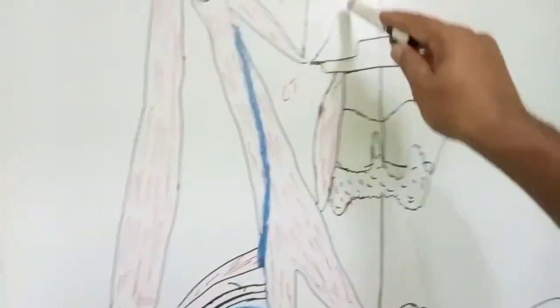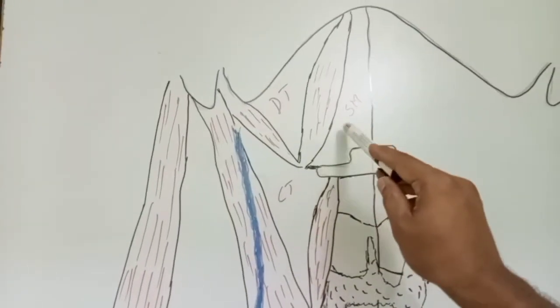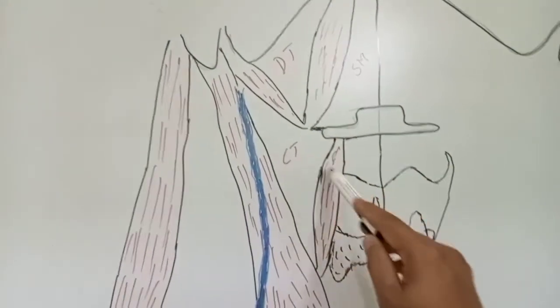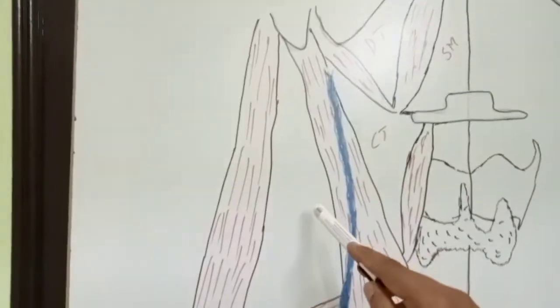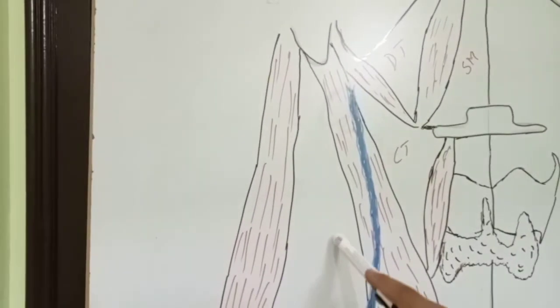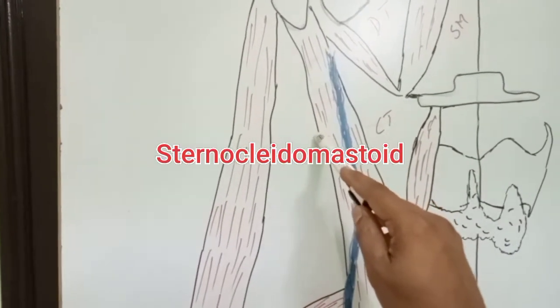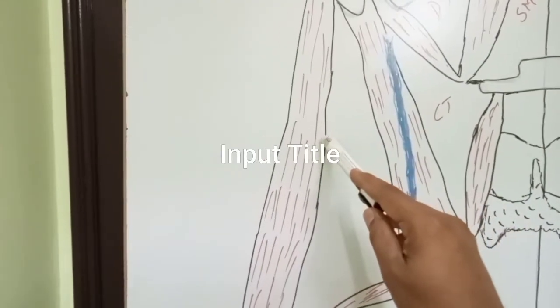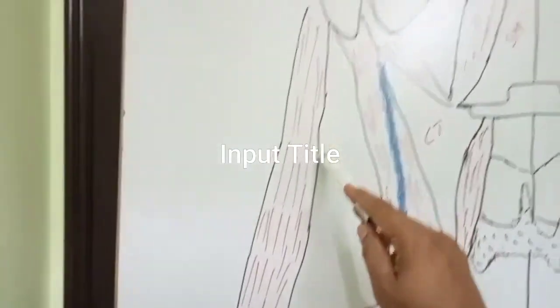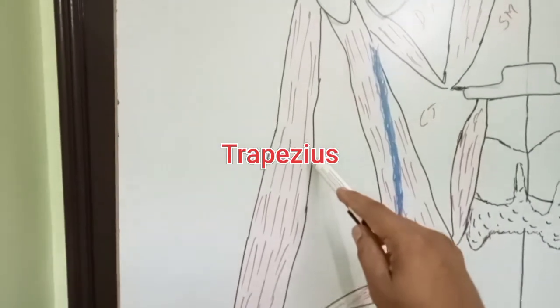Already we have seen all four triangles, which are the subdivisions of the anterior triangle. Now we have come to the posterior triangle. The posterior triangle boundaries are: anteriorly, the posterior border of sternocleidomastoid, and posteriorly, the anterior border of trapezius muscle.